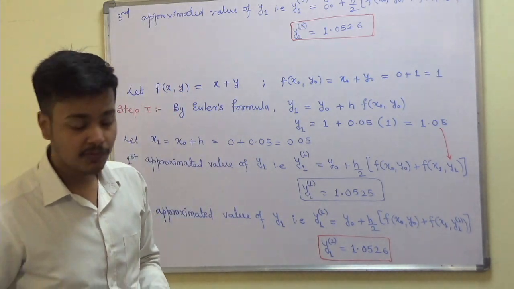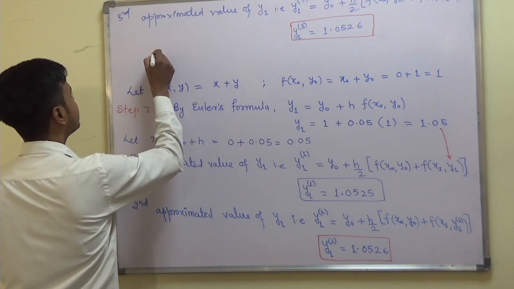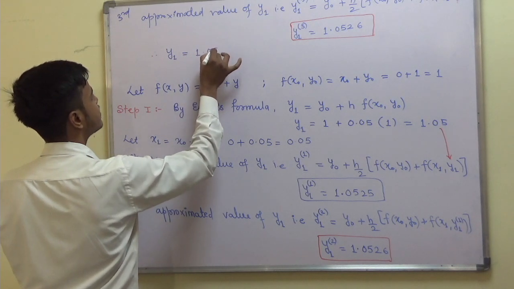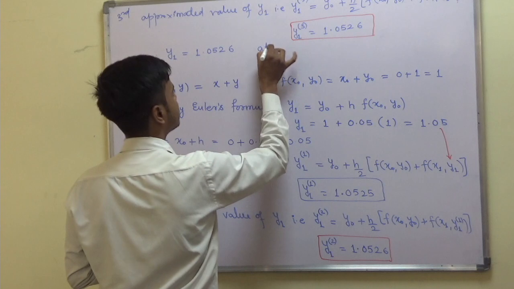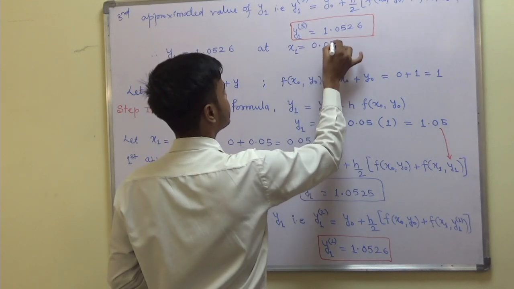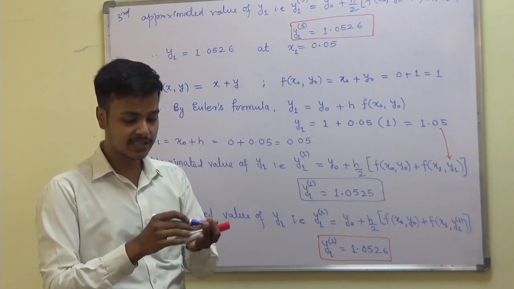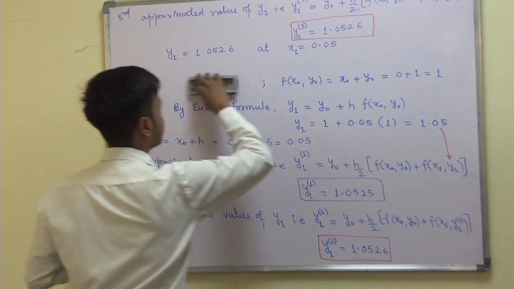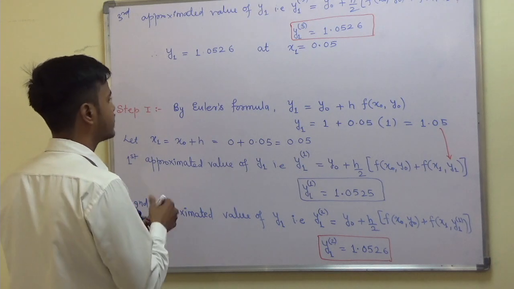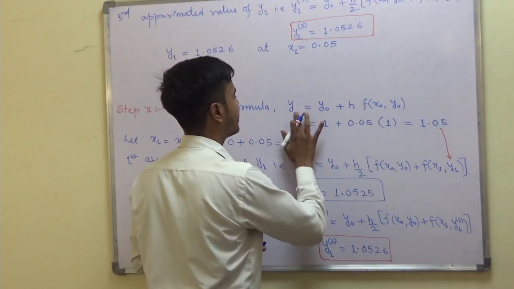Now we'll have to find out the second step. Let me write down first what value we are getting. Therefore, y1 is equal to 1.0526 at x1 is equal to 0.05. But we want the value of y1 at x is equal to 0.1, so one more step is required. Let me write down step number 2. What we need to do is just increment the formula's suffixes by 1.